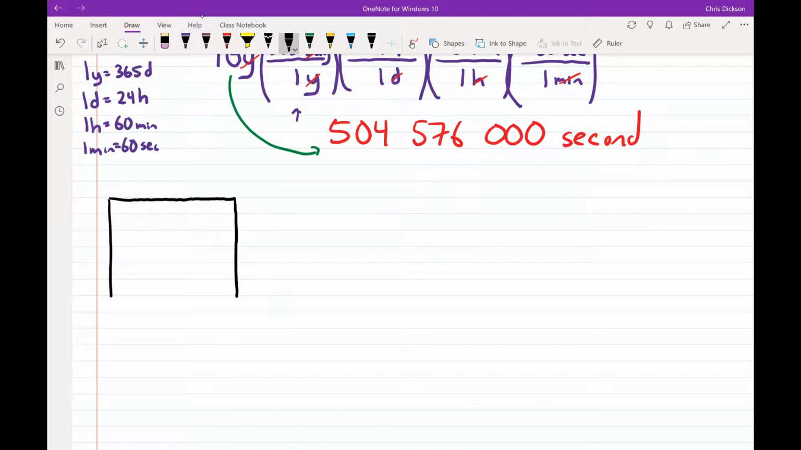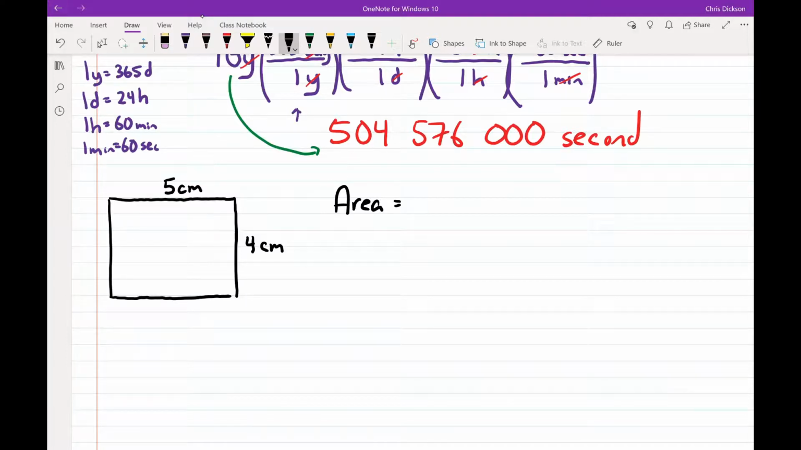Okay, and I'll use the metric system first to sort of show this. But let's say this is 5 centimeters, and this is 4 centimeters. And someone says, what is the area of this shape? So what would the area be for this shape here?